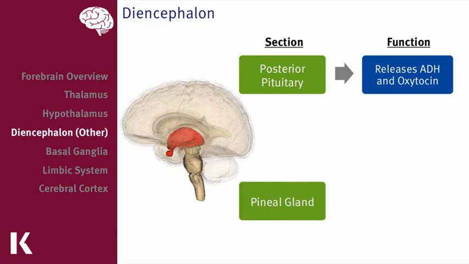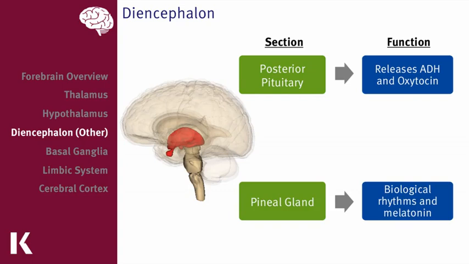The final region of the diencephalon is the pineal gland, which plays an important role in regulating our circadian rhythms, and the most well-known function of the pineal gland is the secretion of melatonin, which regulates our sleep cycle.